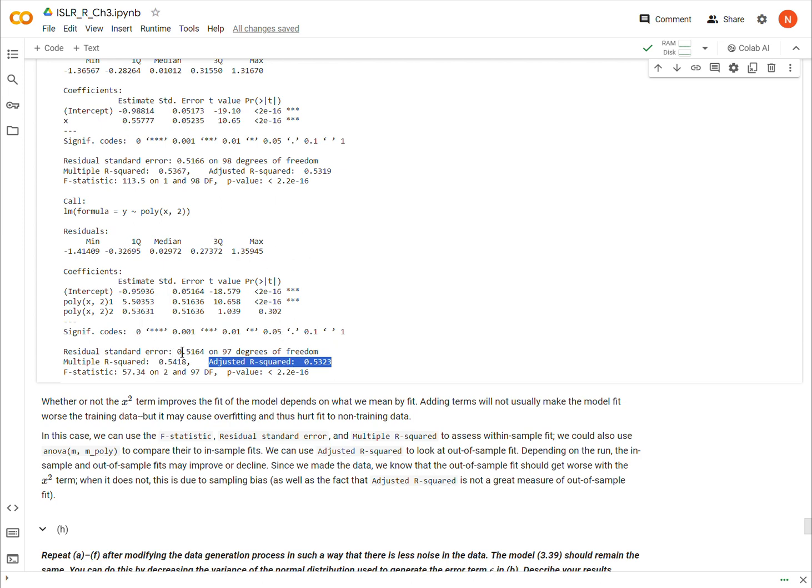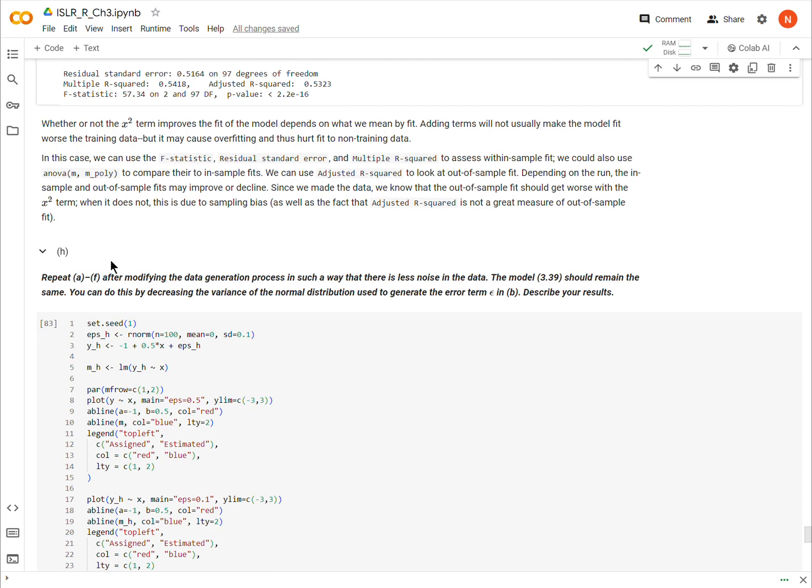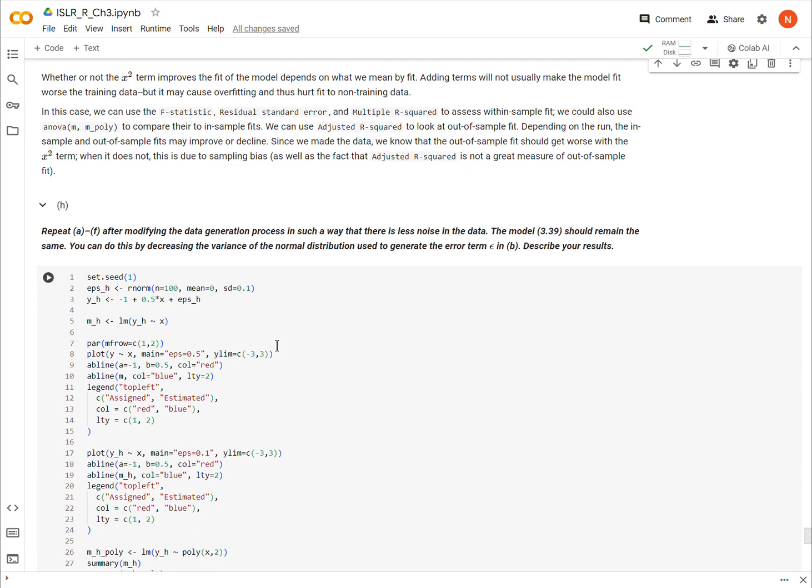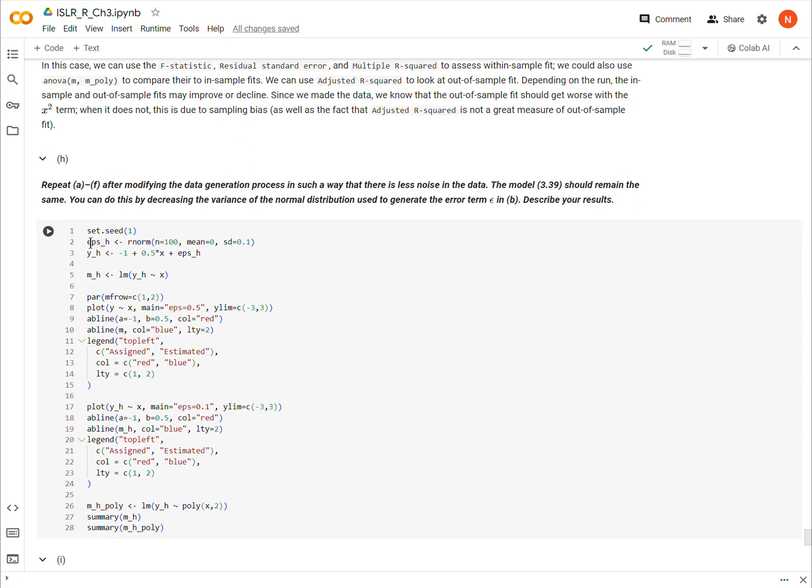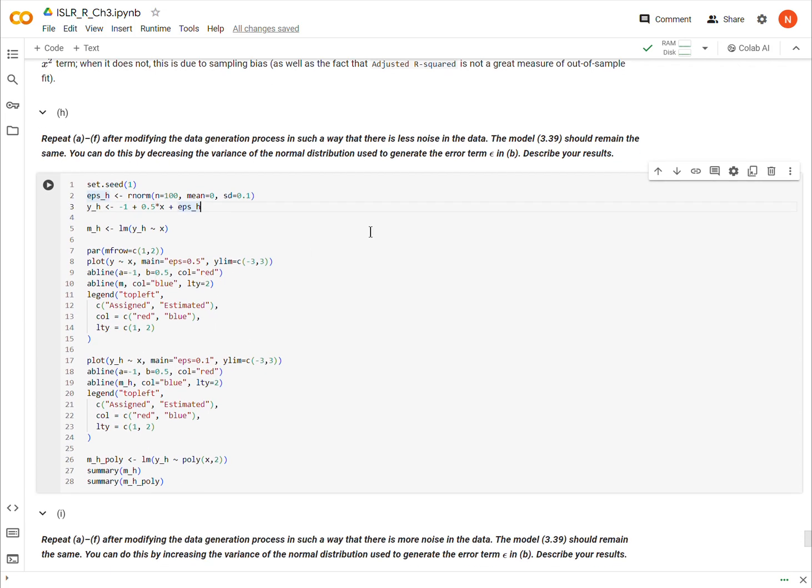Because all the ways in which it's better are just minimally better. Anyway, okay. So now for part H, we want to repeat everything that we just did, but now instead of the epsilon term having a standard deviation of the square root of 0.25, which is 0.5, we want to tighten it up a little bit. And so I'm using a standard deviation of 0.1 instead of 0.5. Okay. And so we're going to go through and basically repeat everything.